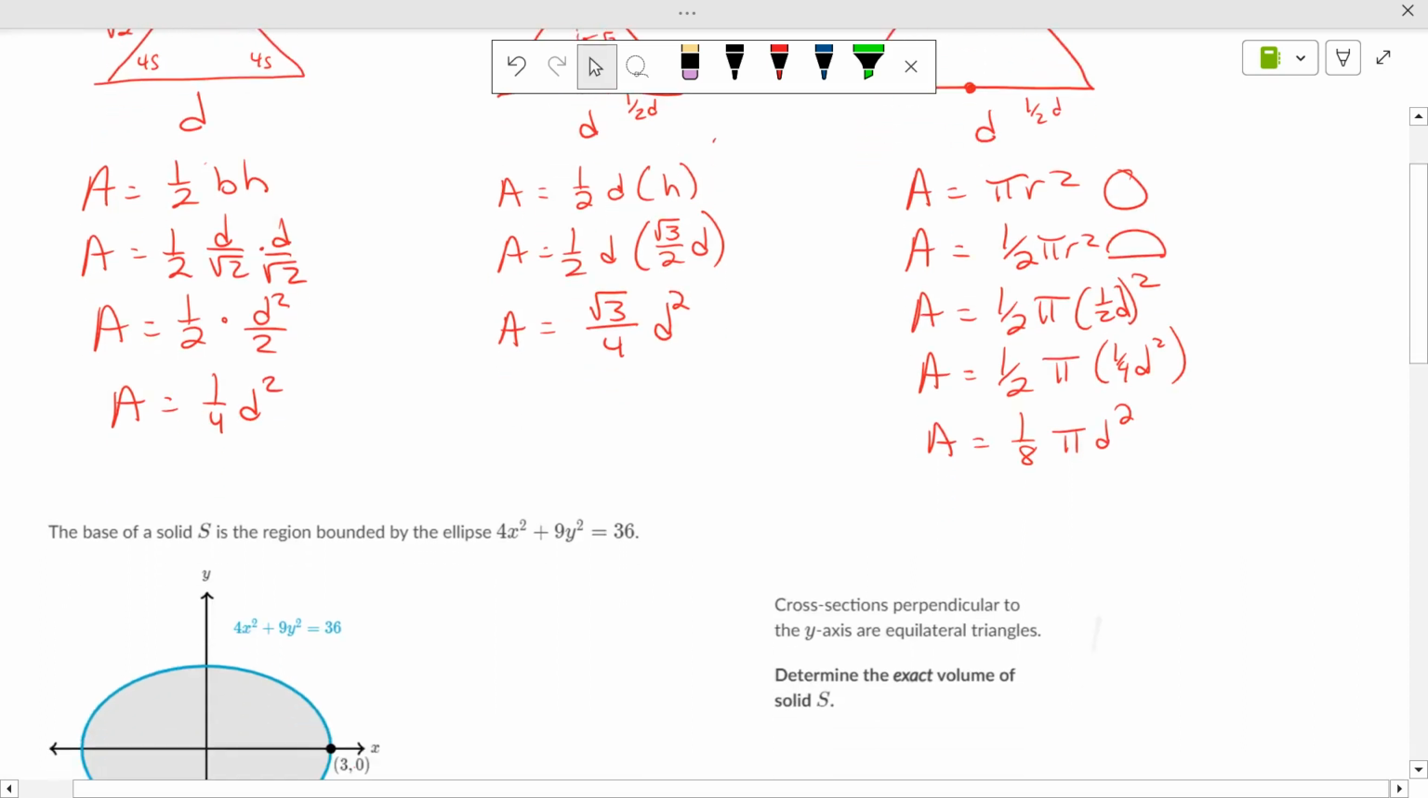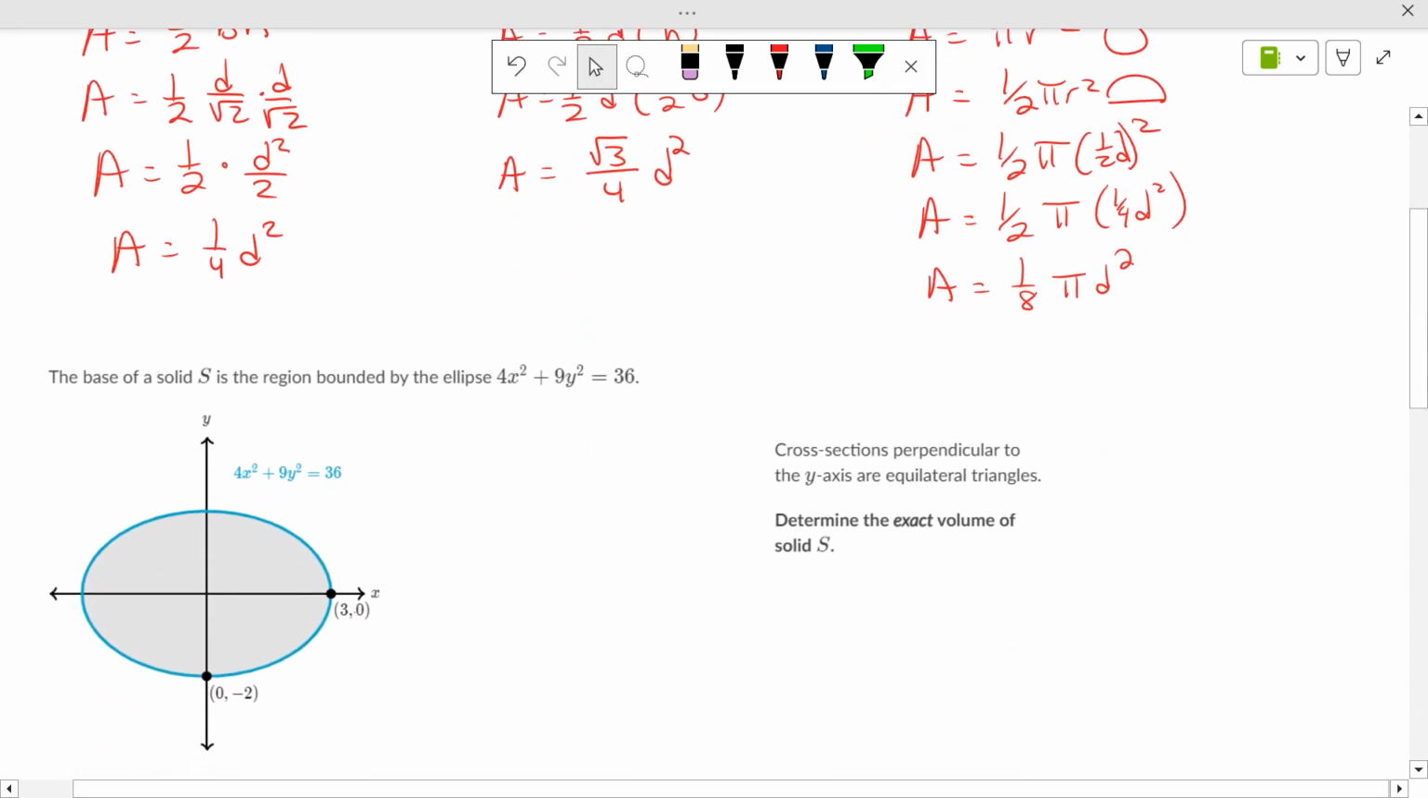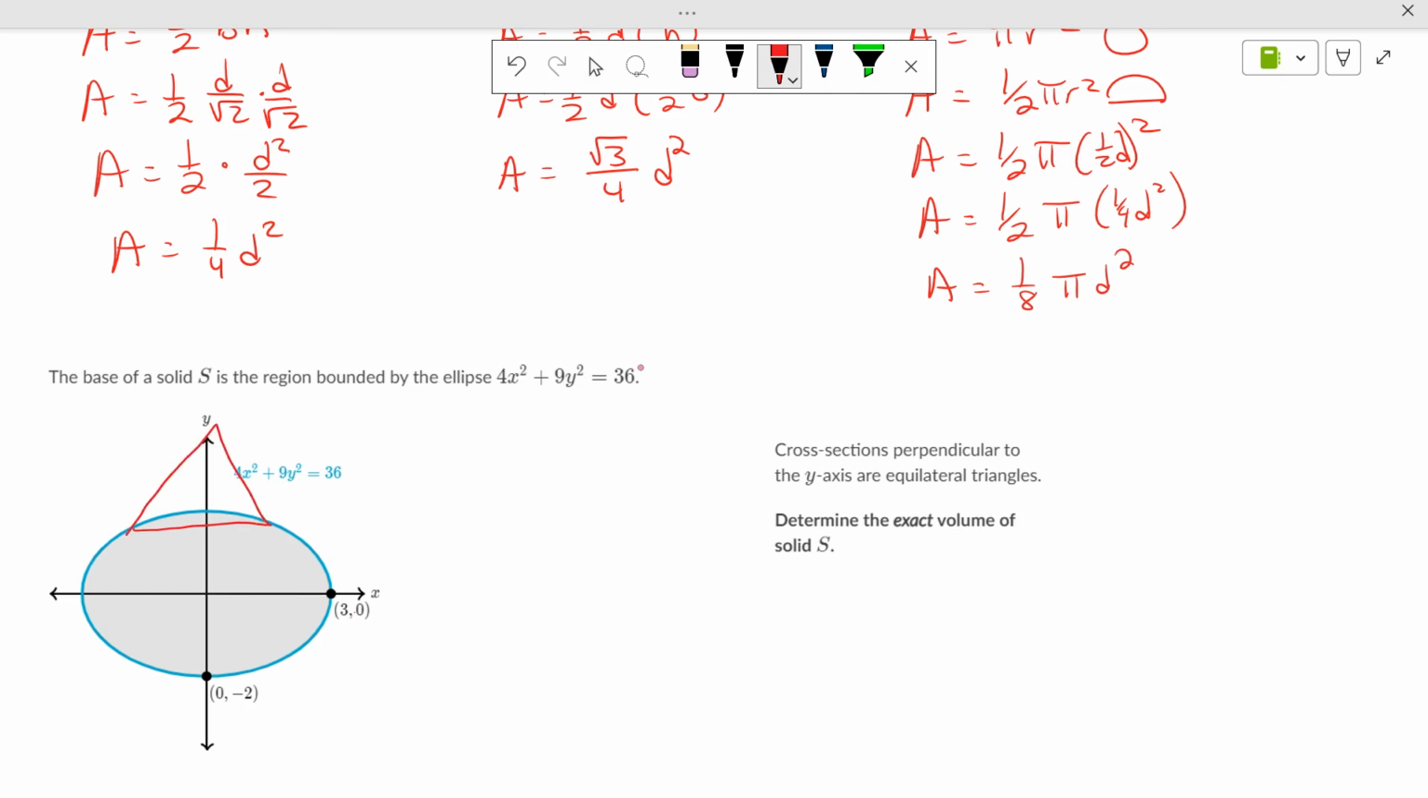and then we get to the problems, and we refer back to that formula. So the base of a solid region bounded by an ellipse of 4x squared plus 9y squared equals 36. The cross sections are perpendicular to the y-axis and they're equilateral triangles. So you got an equilateral triangle like this. An equilateral triangle like this. It's even bigger. And then this one's the biggest one. And then these are the same size going down here. As they go up, they go down.